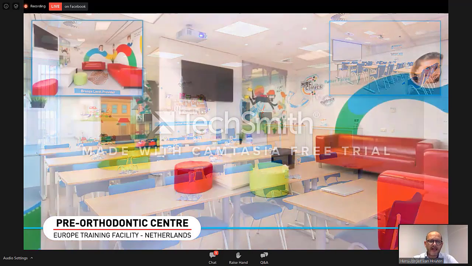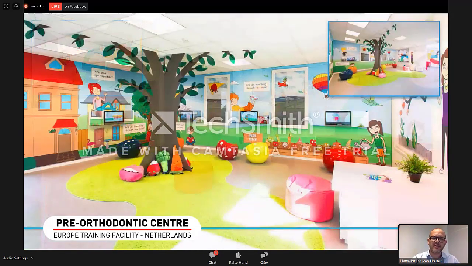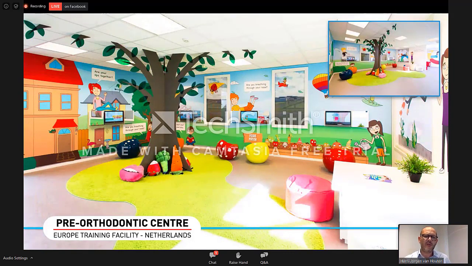We also have a clinic. It's a show clinic. So what we do here is we don't treat actual patients, but we train the assistants, we train the doctors in every step they have to take. So this is the waiting room area. This is the area where we train the activities. So you see all the screens with the activities.